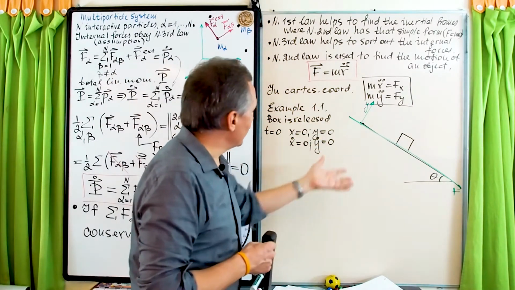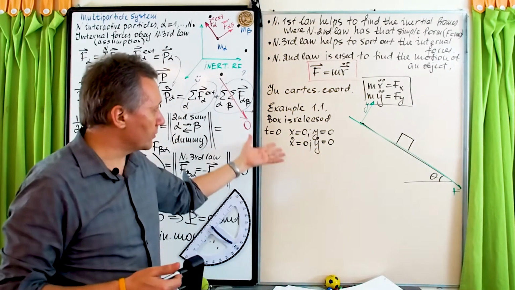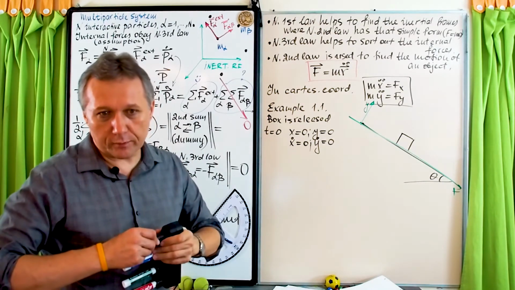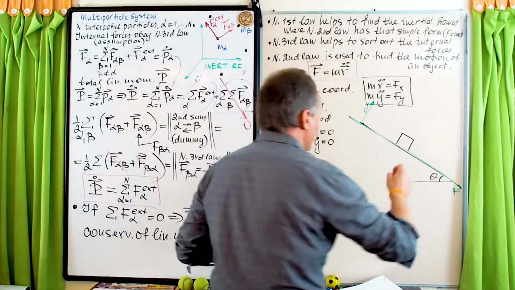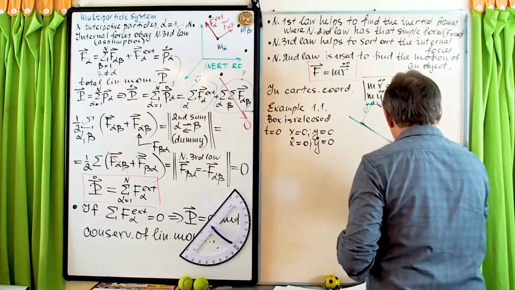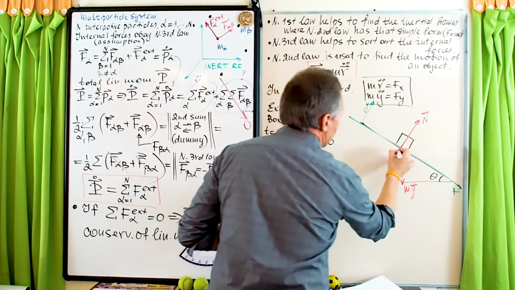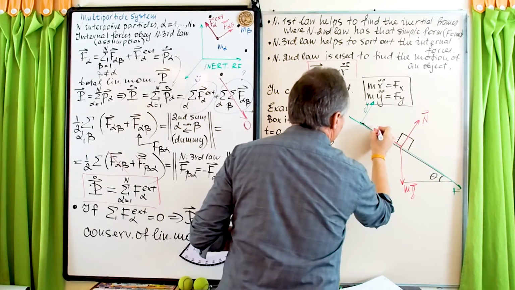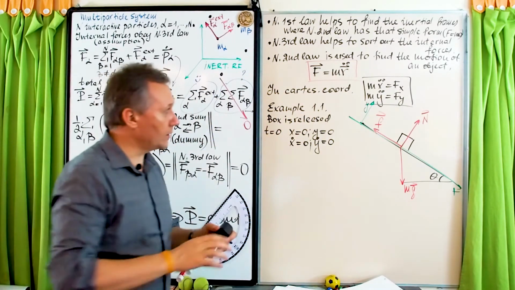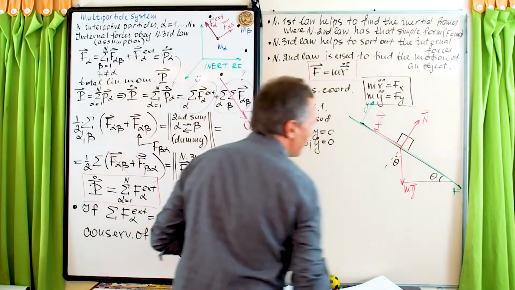Coordinate system is there, so we need to complete the free body diagram. We need to introduce all the forces, because forces are one of the essential parts of the Newtonian formalism. So there will be the normal force N, gravity mg, and since there is friction, a friction force F. Of course, we'll have to decompose. This angle will be theta.